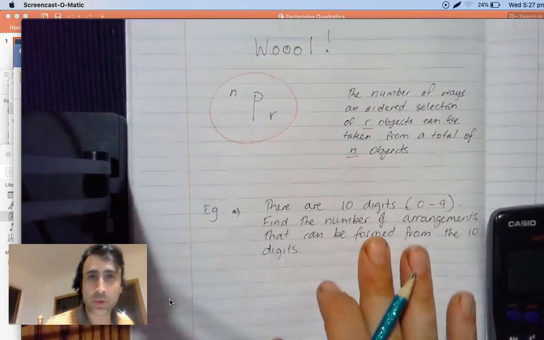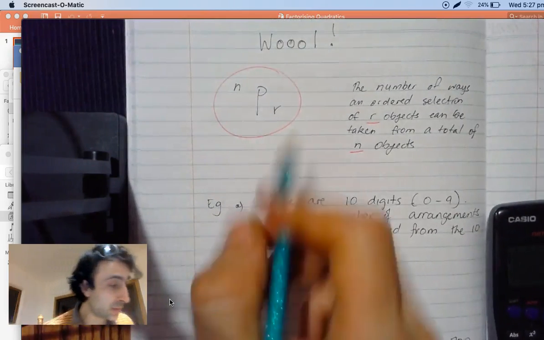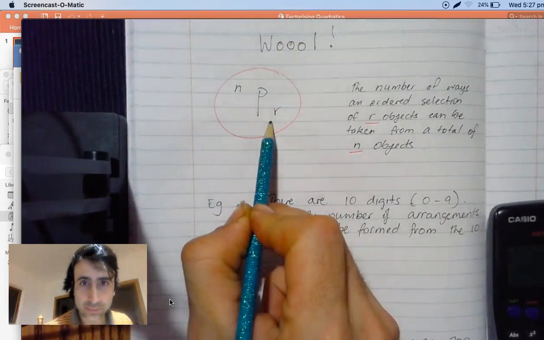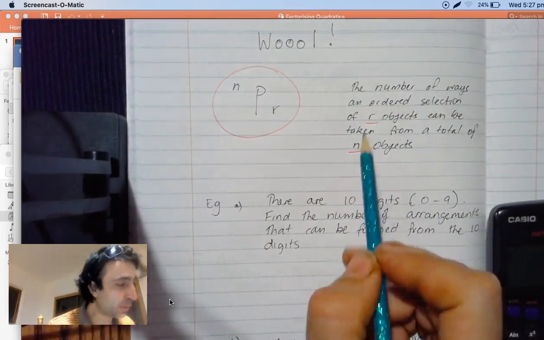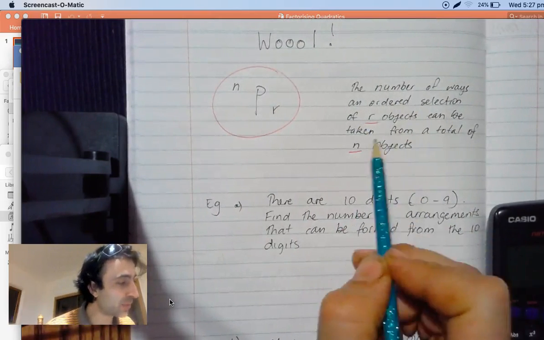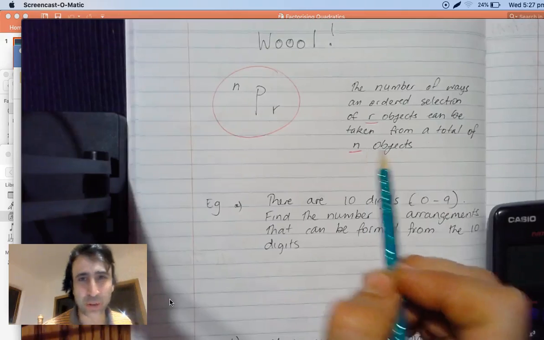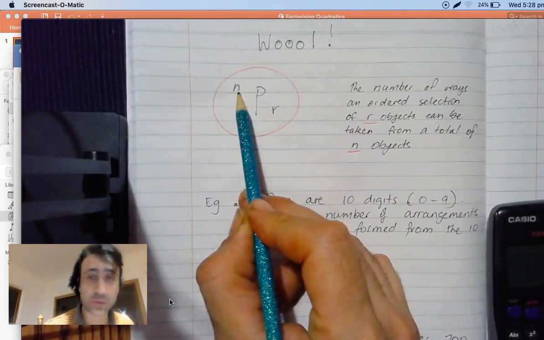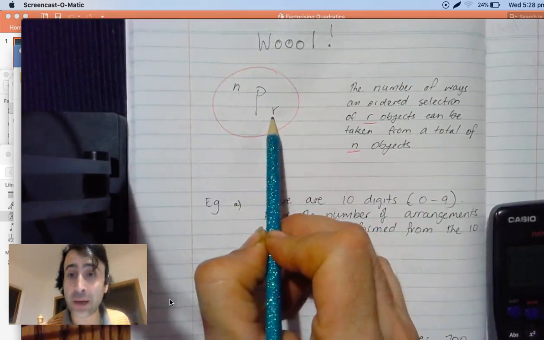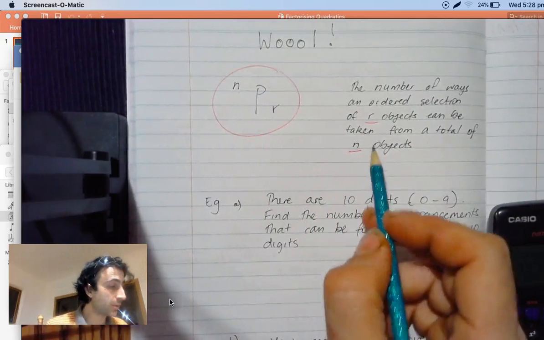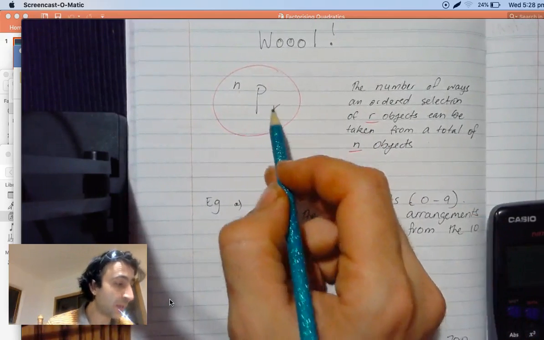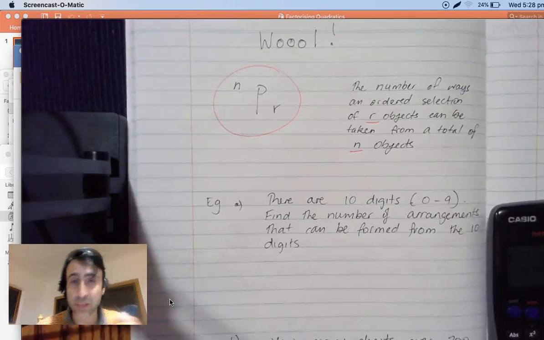And so, what's the rule? The rule is nPr, which is basically the number of ways an ordered selection of r objects can be taken from a total of n objects. In other words, there's a total of 50 objects here, and we want to take r of them away. So 50Pr is just saying there's 50 objects, we're taking 3 out.